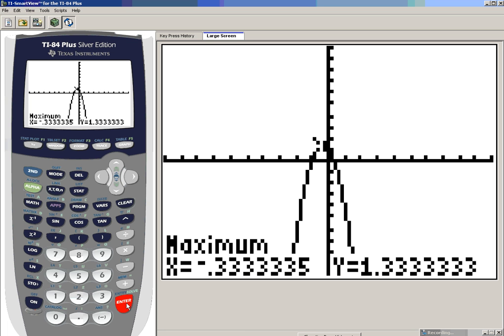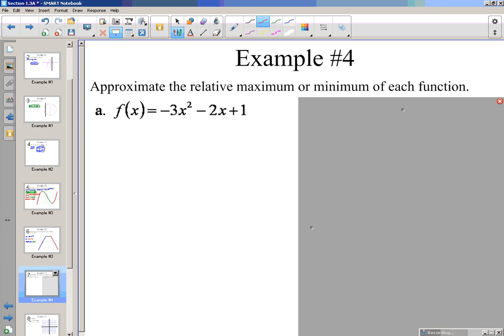You should recognize those two decimals and be able to give a fraction answer here. That is going to be a maximum value, so make sure you identify it as a maximum or minimum. It's a maximum at the ordered pair negative 1/3, 4/3.